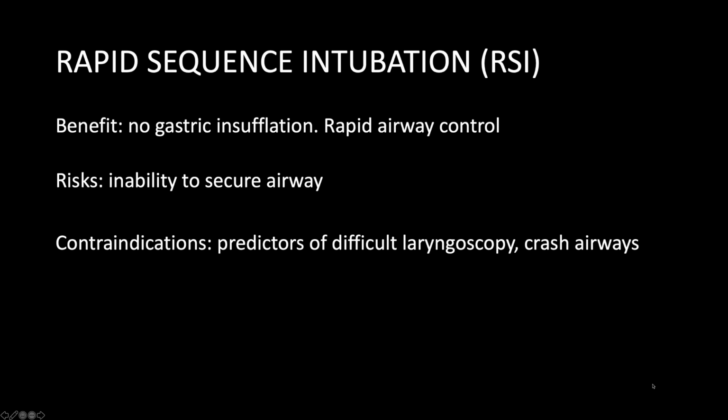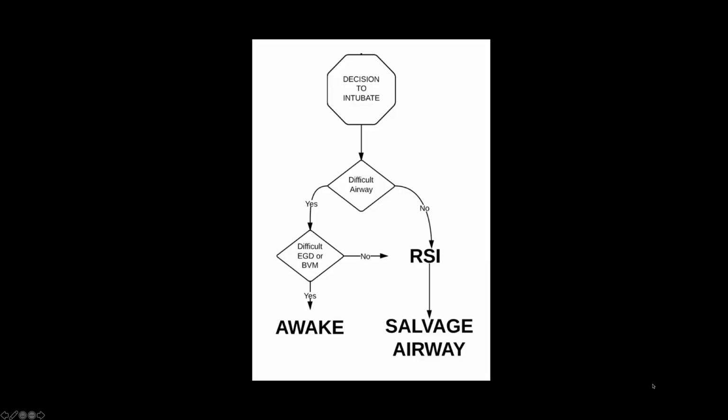The benefit of performing an RSI is that there's no gastric insufflation, and it allows you to rapidly gain airway control. The risks of it are that if you administer a neuromuscular blocking agent and are subsequently unable to pass an endotracheal tube, you have a situation where you have a patient who's apneic with an unprotected airway. The contraindications are predictors of difficult laryngoscopy and difficult backup methods, which we'll take you through shortly.